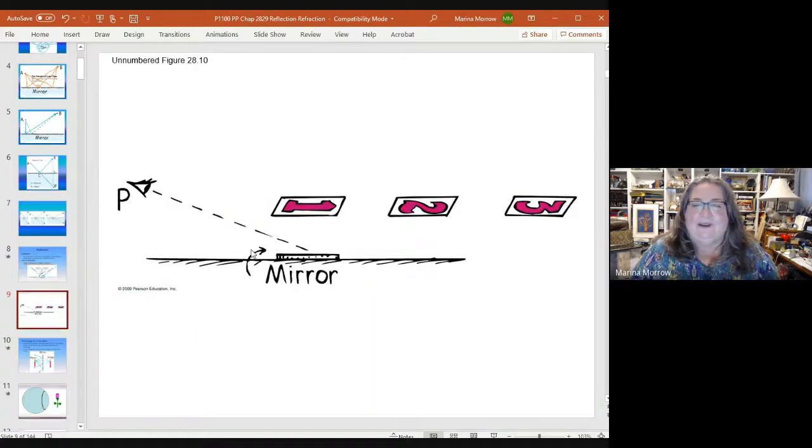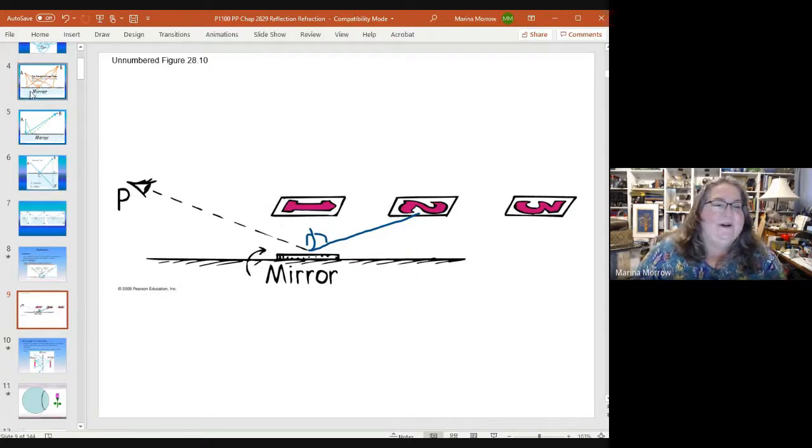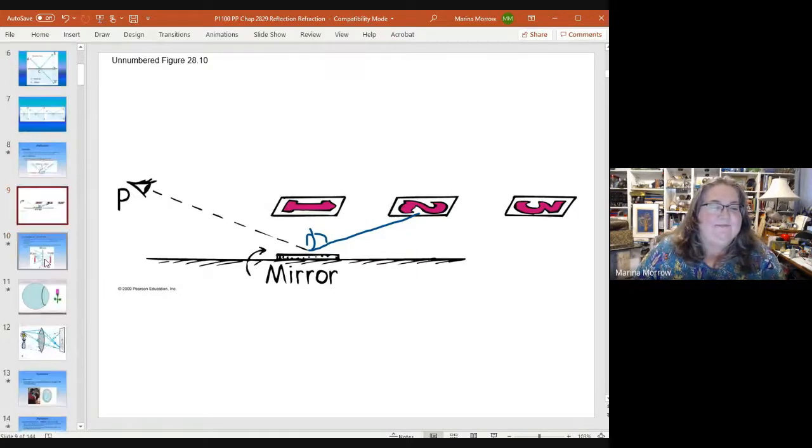Okay, so which card will you see in the mirror? To do that, you need to think, okay, well, the light has to reach the eye from this point. So you need an equal angles thing. So it looks like card 2. That will give me equal angles. It's a really badly drawn angle, but hopefully you get the idea.